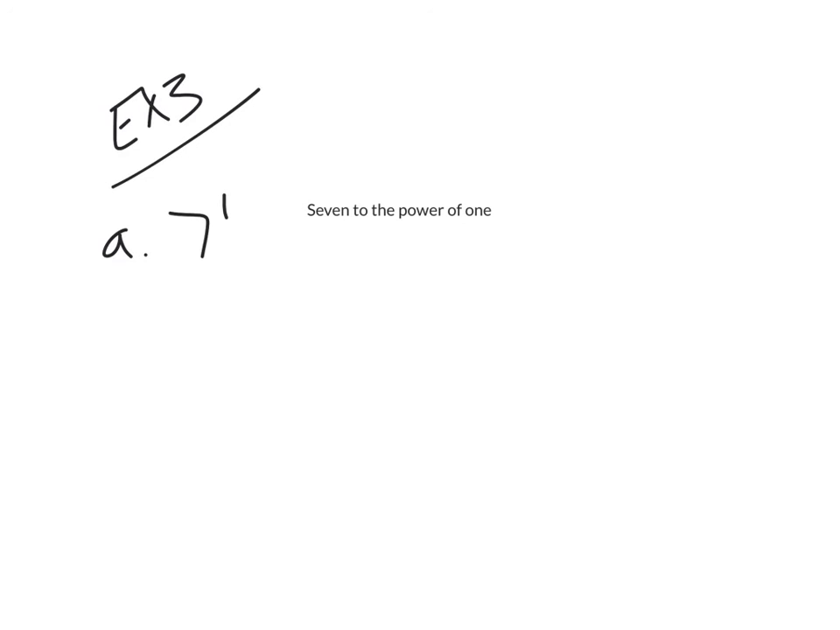Okay, and then how would I write this as a product? Like without the exponent. It's just 7 because there's only 1. That exponent tells you how many there are.